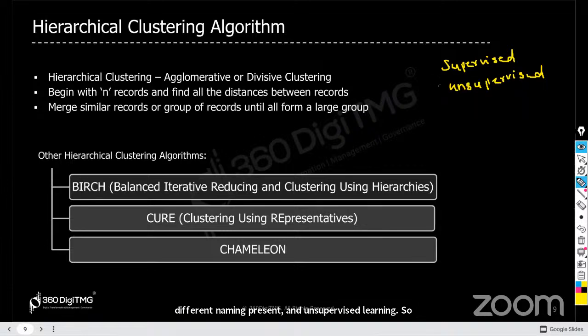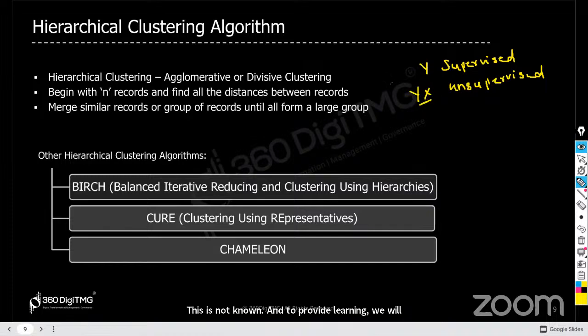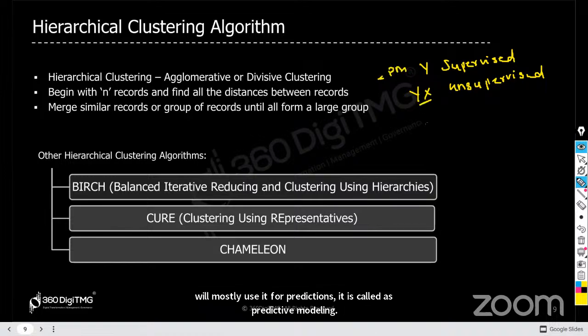In supervised learning, you will have an output variable. The output variable is known. In the historical data of supervised learning, you will have both input variables as well as output variables. But in validation data, we will take only inputs. Coming to unsupervised learning, we don't have any output variable. This is not known. Supervised learning we will mostly use for predictions; it is called predictive modeling. And unsupervised learning is called descriptive modeling. This we have understood. Now coming to clustering.